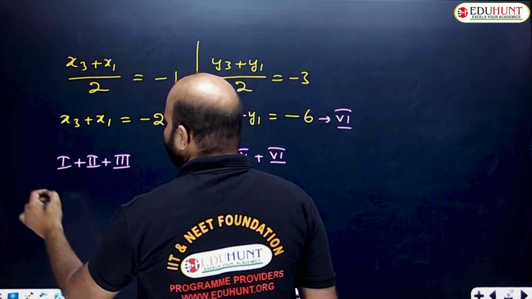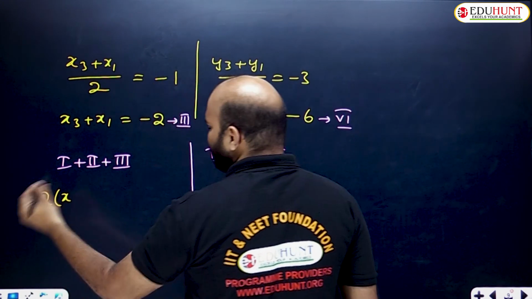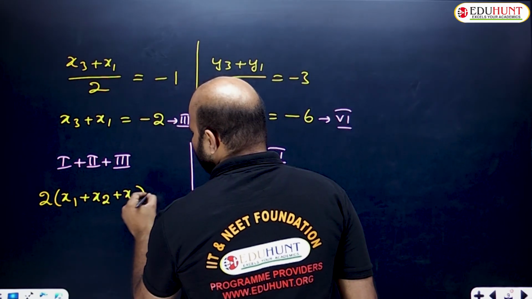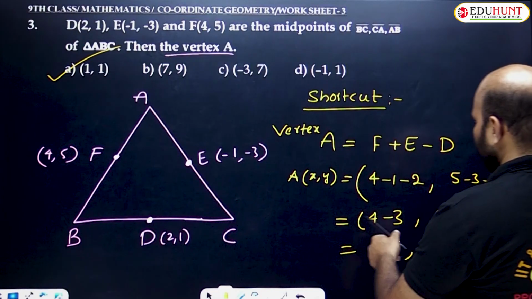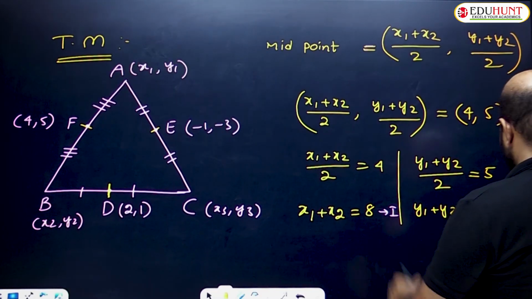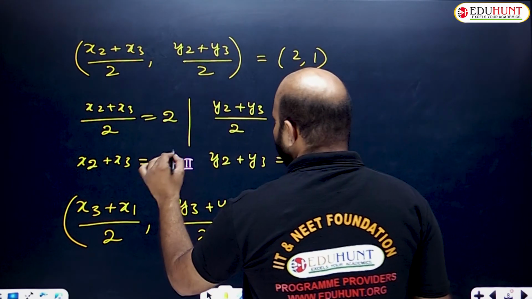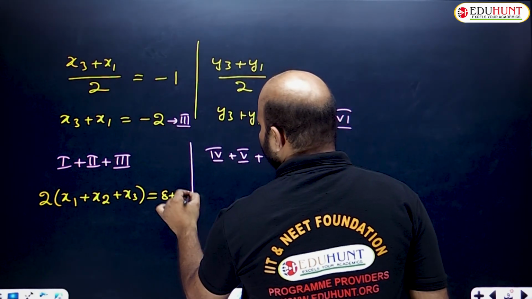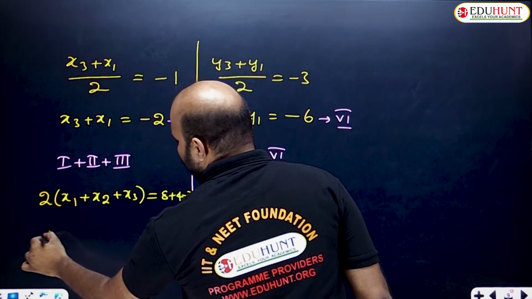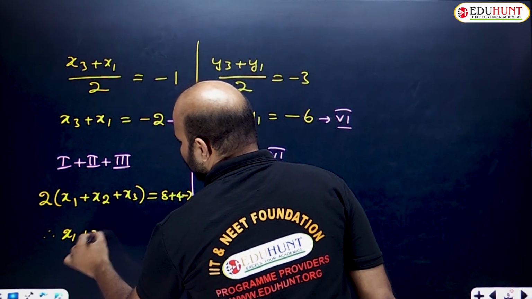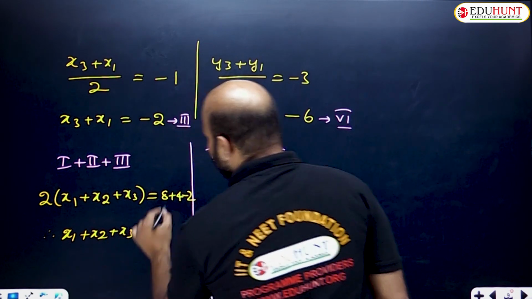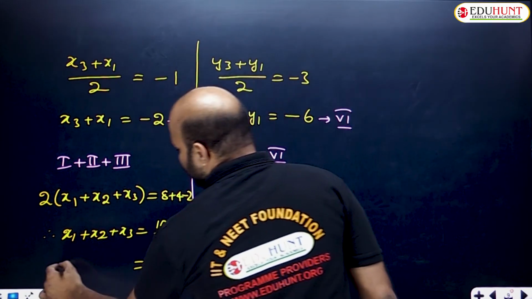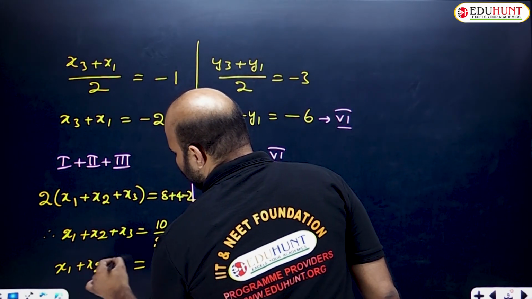x1, x2, x3 each appear 2 times, 2 common. If added, each one is added 2 times. So 2 times x1 plus x2 plus x3 equals, what is the first one? 8 on the right side. 8 plus 4 minus 2. So it can be written x1 plus x2 plus x3 equal to 8 plus 4 minus 2, which is 10 by 2, 5. So x1 plus x2 plus x3 equals 5.